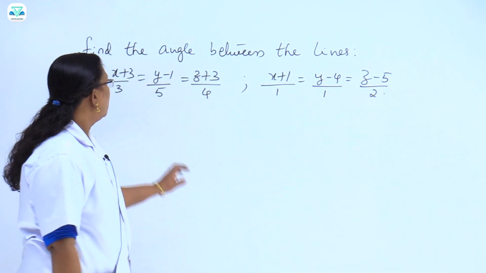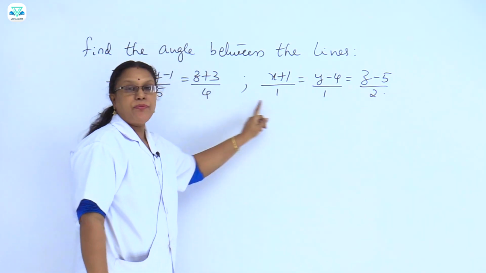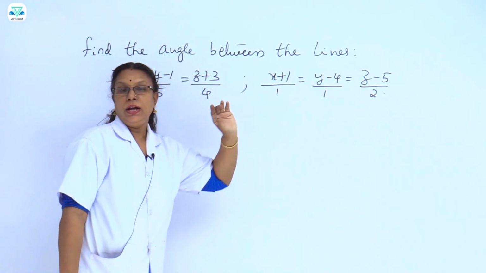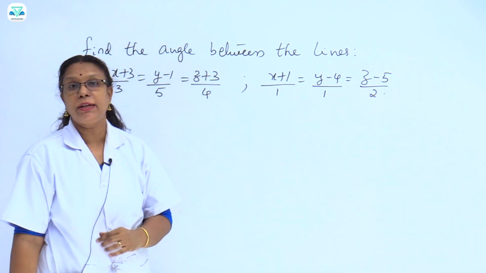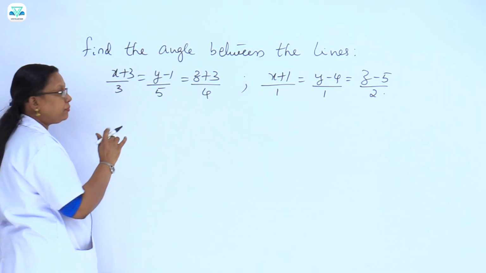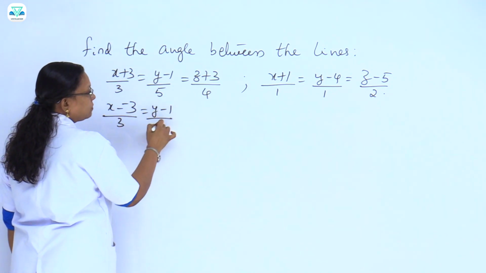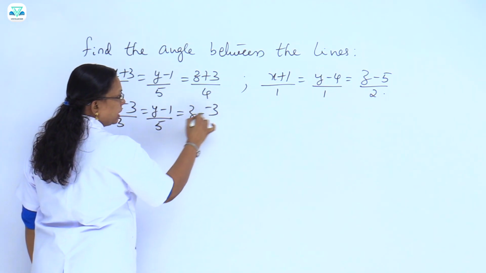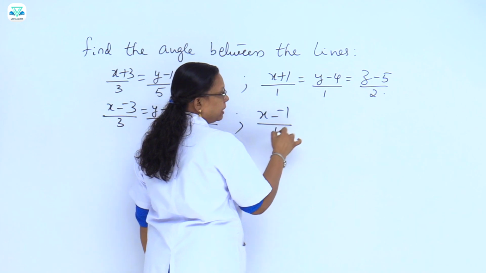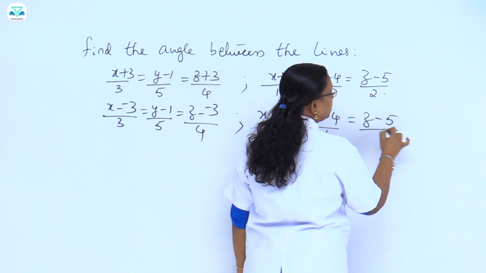Another problem: find the angle between the lines is the question. But notice what type of line equation this is: this is Cartesian form. In Cartesian form, we write it in the general form, which is x minus minus 3 by 3 equals y minus 1 by 5 equals z minus minus 3 by 4. Also, x minus minus 1 by 1, y minus 4 by 1 equals z minus 5 by 2.